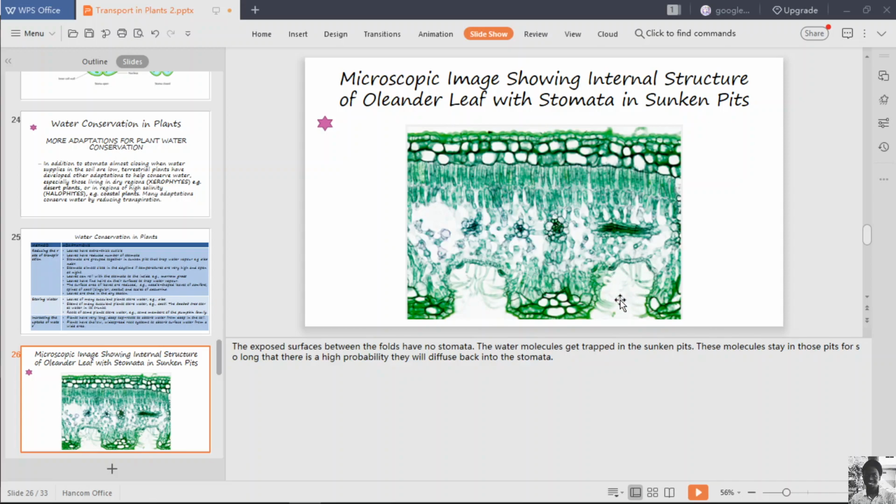Okay, same here. Okay, the part of the epidermis that is not folded actually has no stomata at all. Okay, the stomata are only found in the sunken pits. Okay, here you have your palisade cells, right, your spongy mesophyll cells and so forth, right? So the exposed surfaces here have no stomata. Okay, the stomata are only found here. Okay, and the plant can trap moisture in those sunken pits, right? Okay, increasing the humidity and decreasing the rate of transpiration.